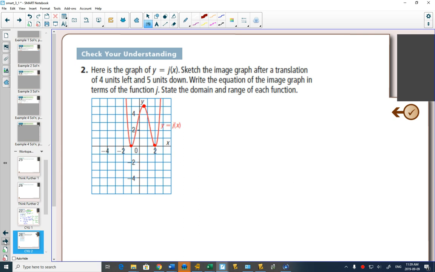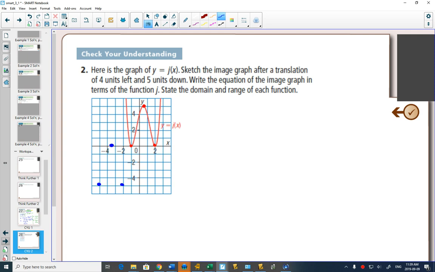I'd move it 4 to the left, 1, 2, 3, 4 to the left, and 5 down. 1, 2, 3, 4, 5. 1, 2, 3, 4 to the left. 1, 2, 3, 4, 5 down. And 1, 2, 3, 4 to the left, and 5 down.